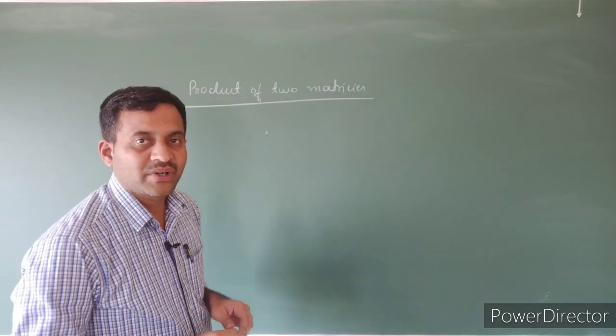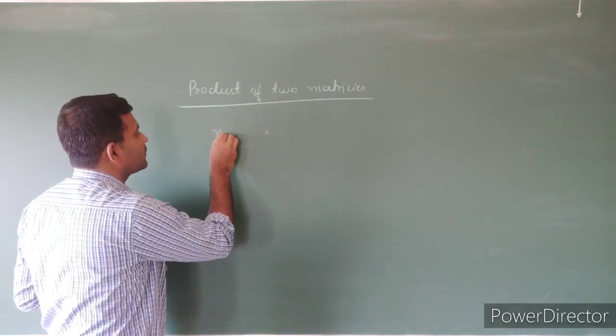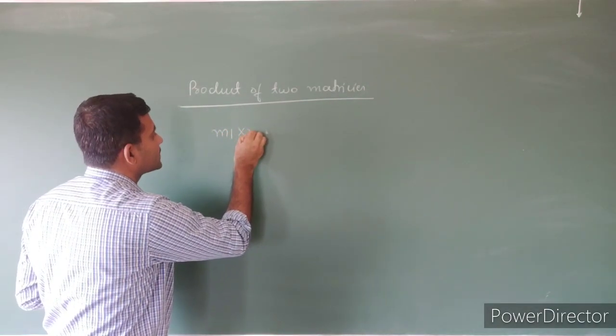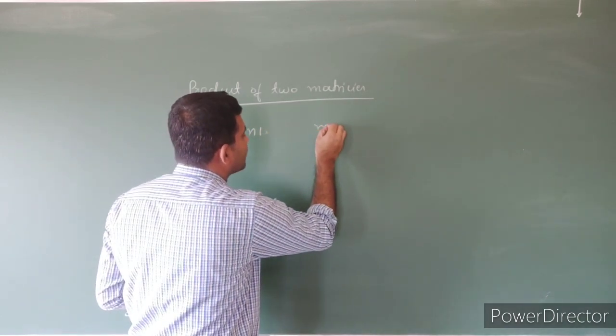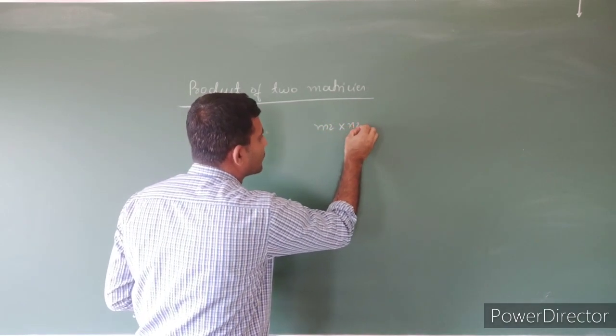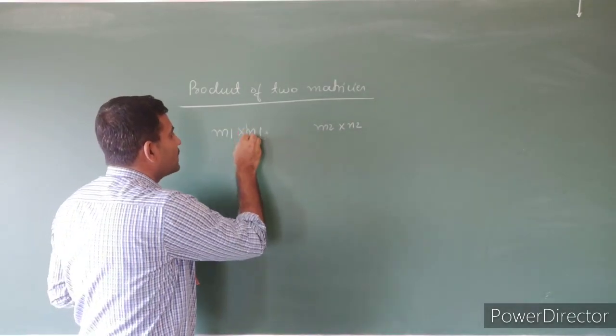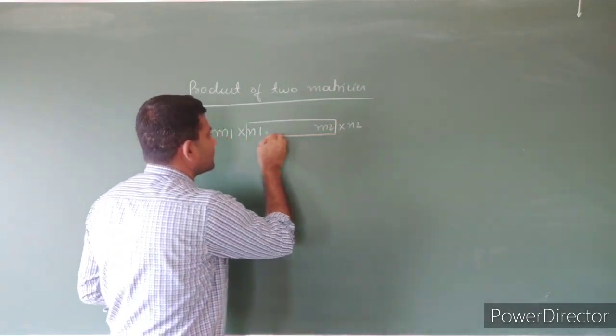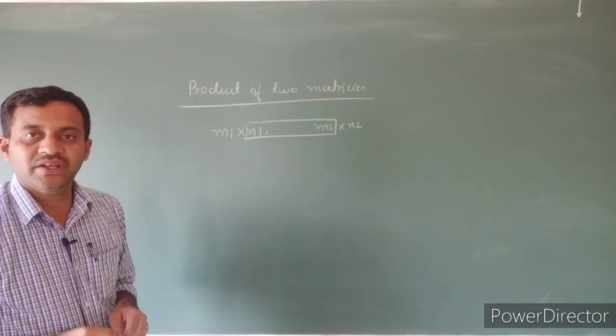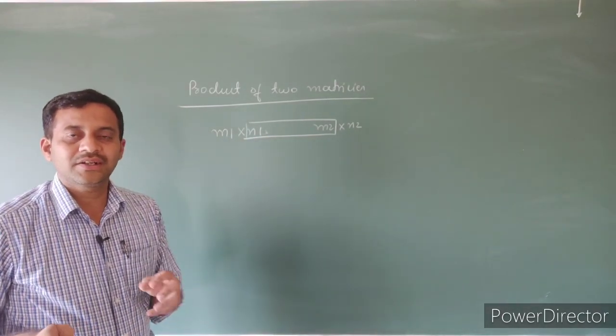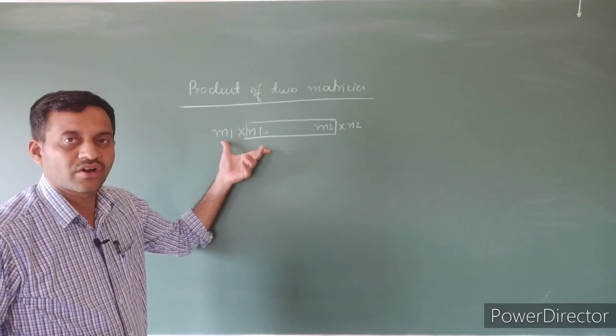The meaning of compatible in a product of matrices is, if the first matrix order is M1 cross N1, and the second one is M2 cross N2, then to perform a product of two matrices, the inner order must be the same. Then the resultant matrix order is the outer order.